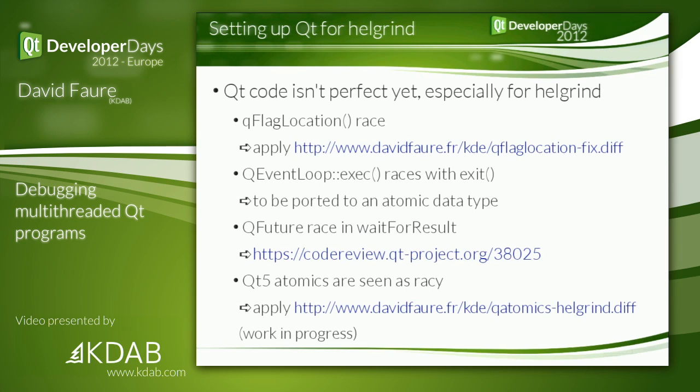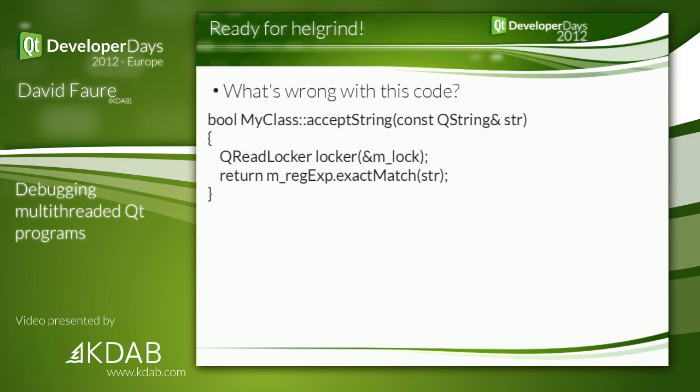Right, so we have done all our patching. We are ready to use Helgrind. Let's have a look at one example where we do that. Someone asked me to review some code for KDE, and the code looked exactly like that. What's wrong with this code?